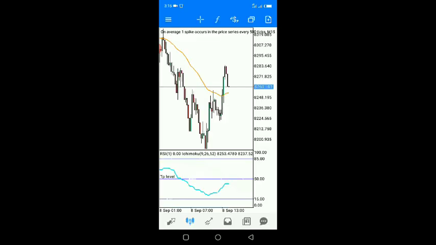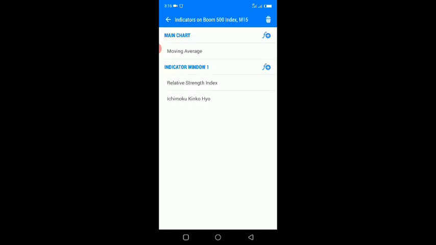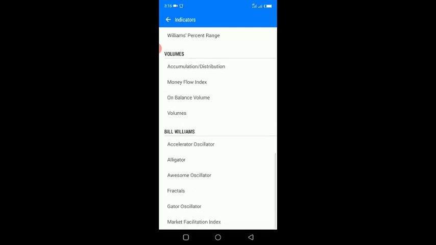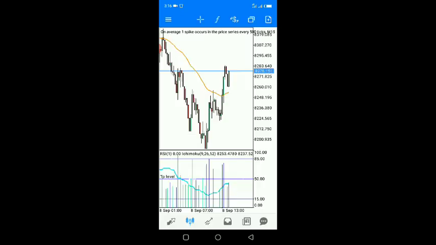So next we're going to add another indicator. On indicator window 1, you click on add, and we go to market facilitation index. So we'll be adding the market facilitation index. This is the setup we'll be using. It's actually the default settings. Tick volume should be tick 1 pz. It can be 2 pz though, it doesn't really matter. So you just add it, and here it is, guys. We've actually added the needed indicators.